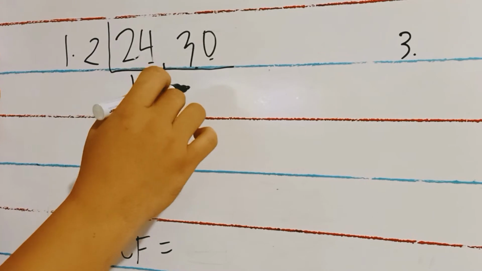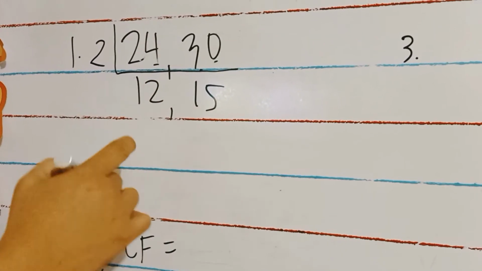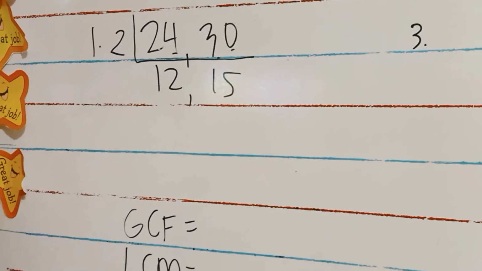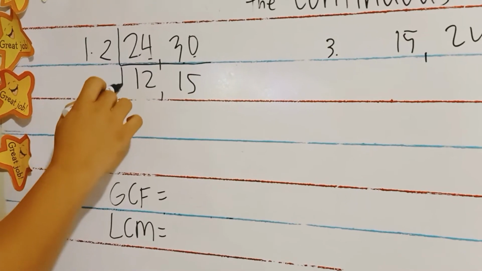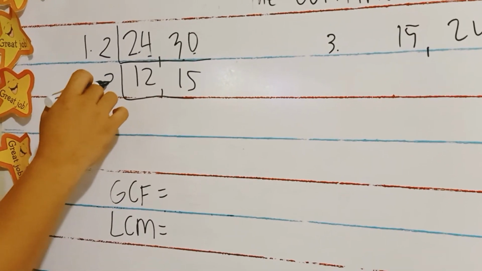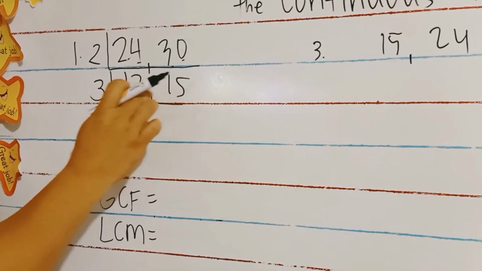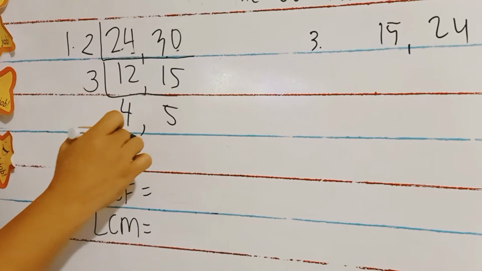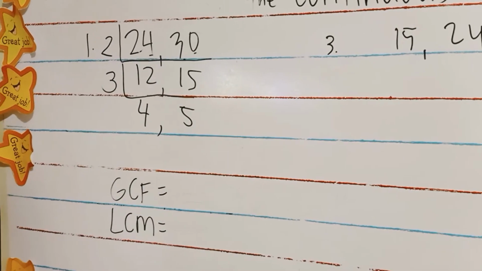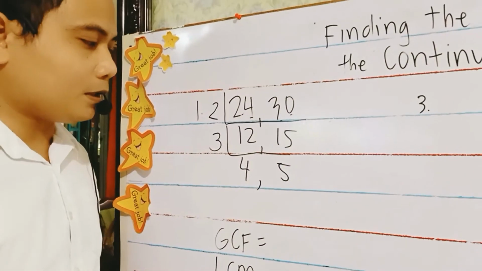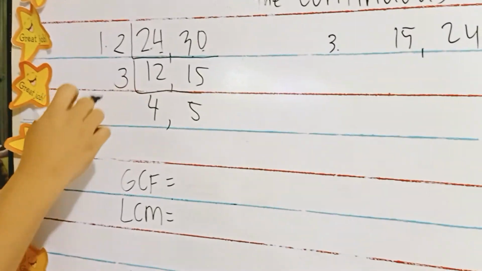30 divided by 2 is 15. Since 12 and 15 still have a common factor, which is 3, both are divisible by 3, so we will divide by 3. 12 divided by 3 is 4. 15 divided by 3 is 5. 4 and 5 no longer have a common factor other than 1. So we will proceed in multiplying.